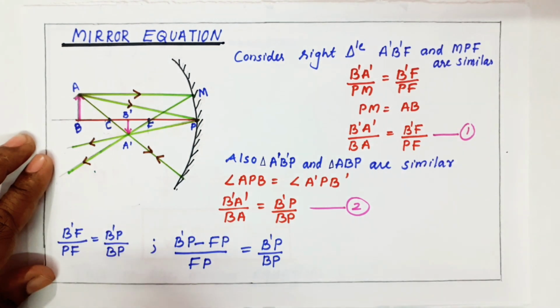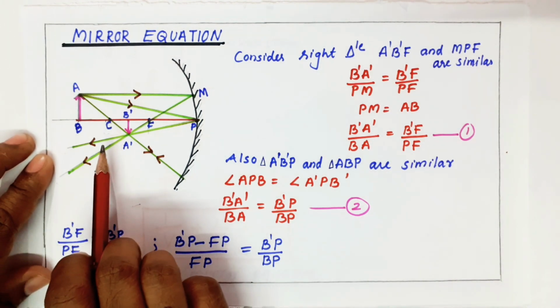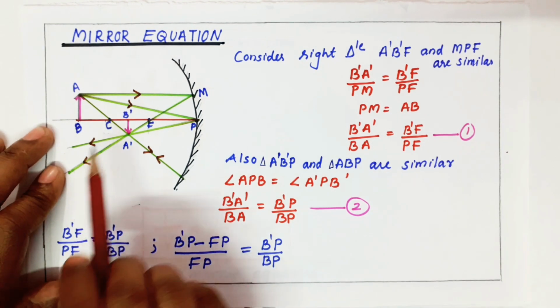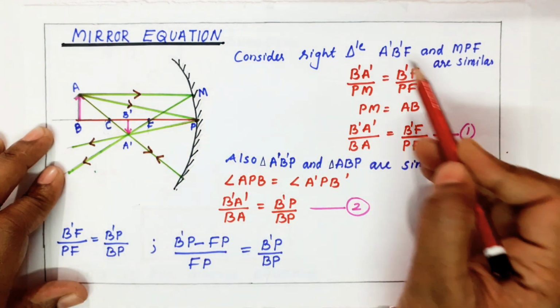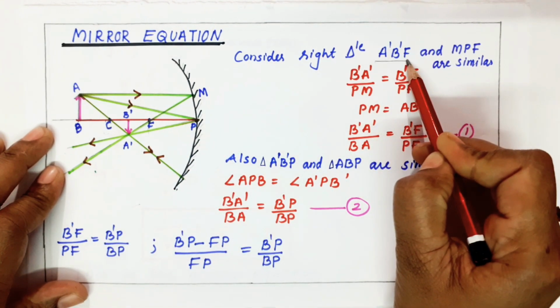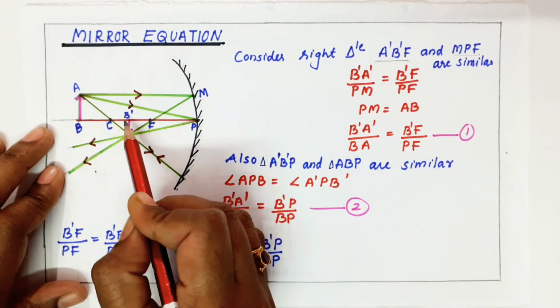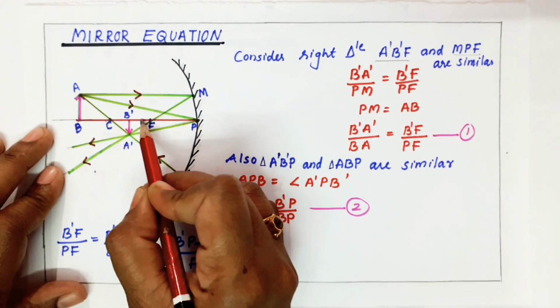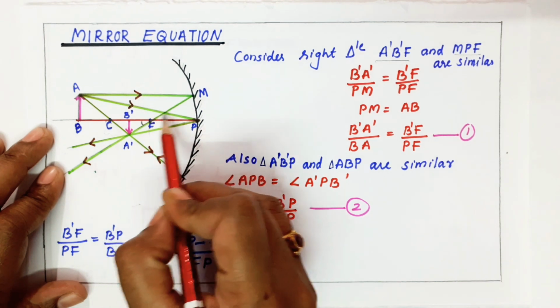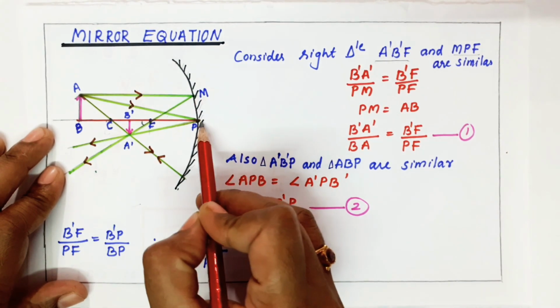After that, it's very simple. What you should do is consider 2 similar triangles. The triangles I am considering are A'B'F and MPF. That is image A'B'F, that is this one, and its vertically opposite angle MPF.